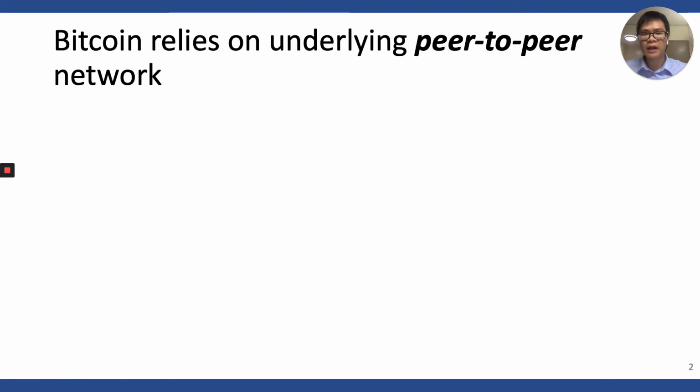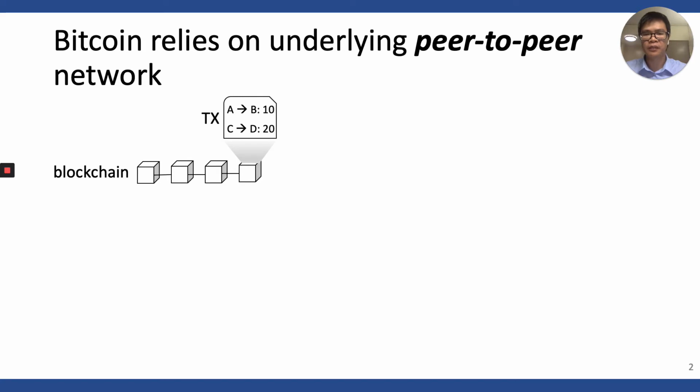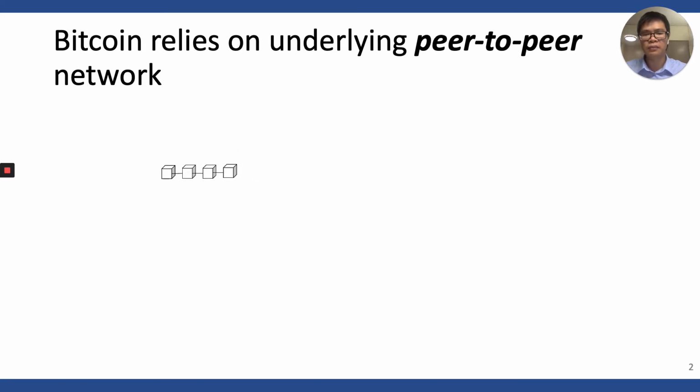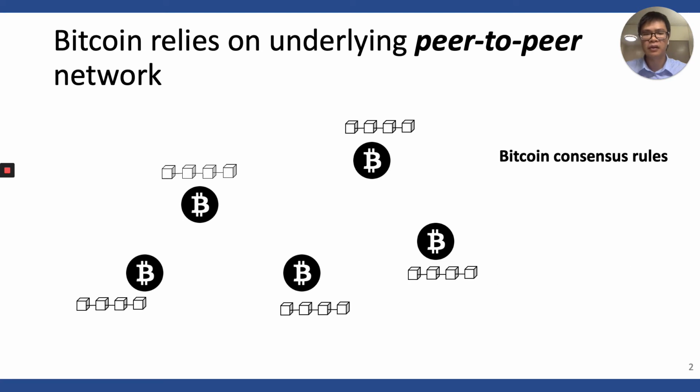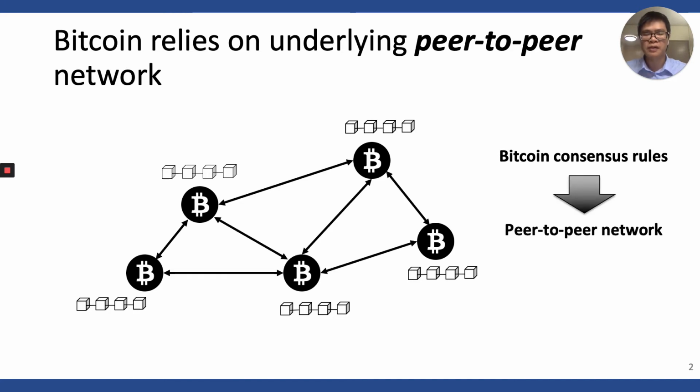Perhaps the most exciting technology behind Bitcoin is the blockchain. Essentially, the blockchain is a chain of blocks, where each block contains several valid transactions. These blockchains are maintained and updated by all nodes participating in the Bitcoin network, following a set of consensus rules. These nodes form a peer-to-peer network to transmit the block or transaction data. In this talk, we show how to partition this underlying network.